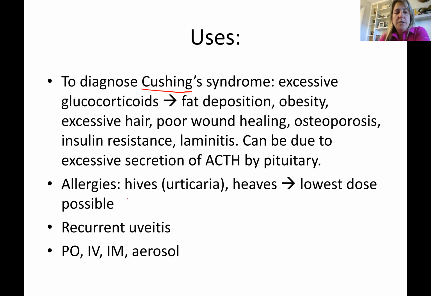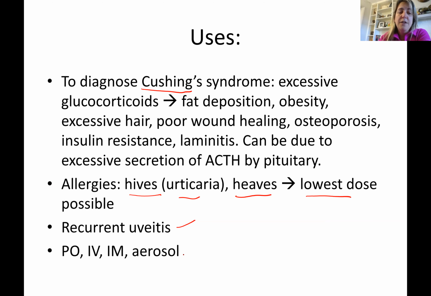Other uses for the steroids include hives, also called urticaria. Hives is a chronic disease that the animal is going to be treated for a long time, so you're trying to find the lowest dose possible. At any time that you're using steroid anti-inflammatory drugs, you're trying to get the lowest dose possible so you can have the least amount of side effects, and also try not to trigger a bout of laminitis in these horses. Recurrent uveitis, horses that have moon blindness, a lot of the times are going to be treated with steroids.